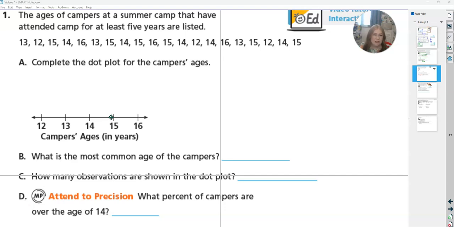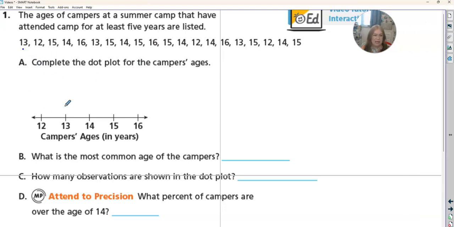For our 14.2 practice, we are going to be working on dot plots here. This first one says that the age of campers at a summer camp is listed below for those who attended camp for at least 5 years. And we're going to complete that dot plot.